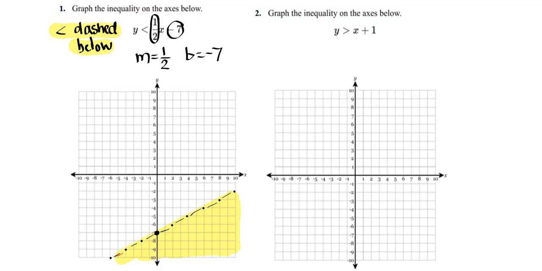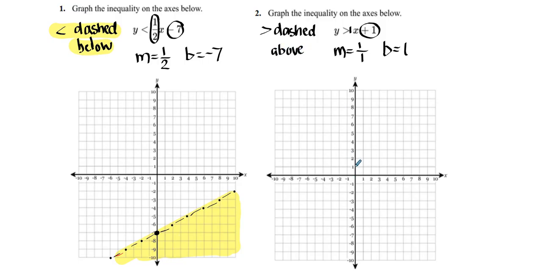All right, let's go to number 2. Graph the inequality on the axis below. Again, the number in front of x, if you don't see it, it's assumed that it's going to be 1. So I'm going to put m is equal to 1/1. And then my b value here, I'm just going to circle it, my b value is actually equal to 1. Because this is a greater than symbol, it is going to be dashed, but it is going to be above because it is greater.